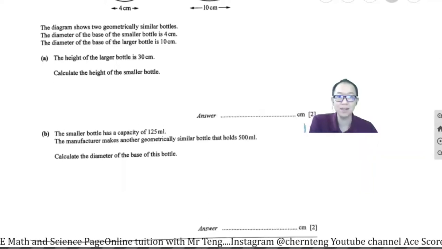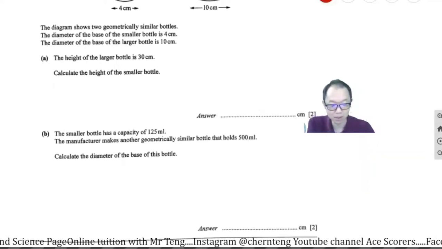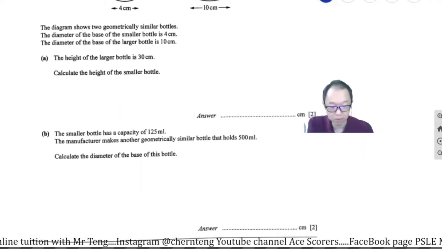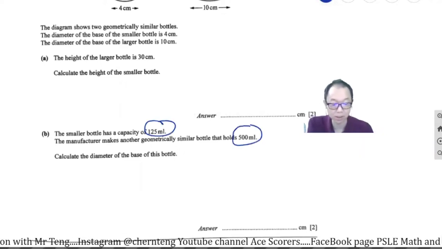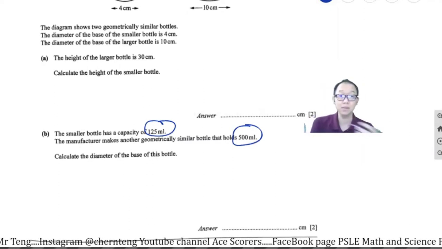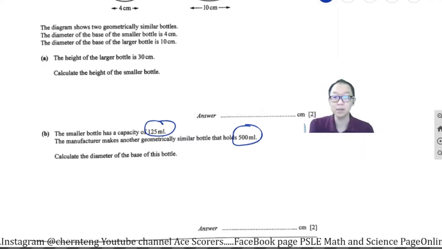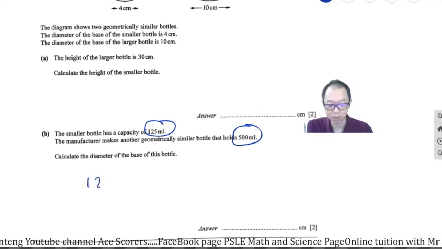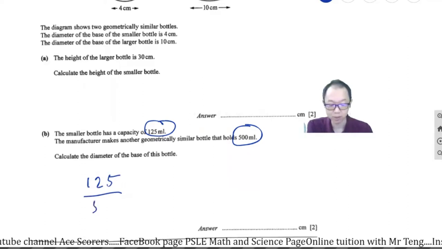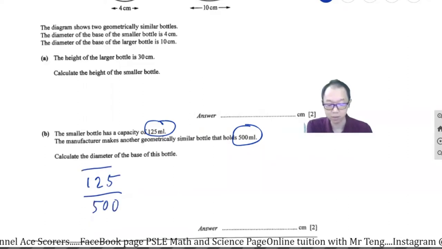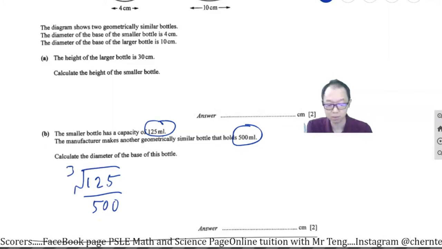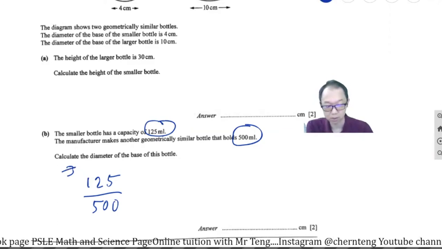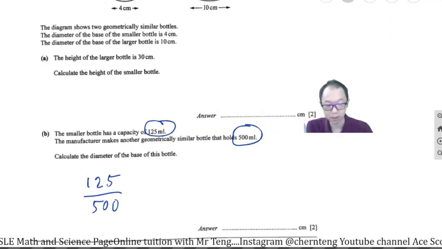Now, take note that you see the volume given here. Let me see, okay, blue color pen. So the volume here is cubic. It's cubic scale. That means you need to cube root this thing, right? So the ratio will actually be something like that. The 125 over 500 we need to cube root. Okay, I want to cube root the whole thing, okay? Cube root the entire thing.